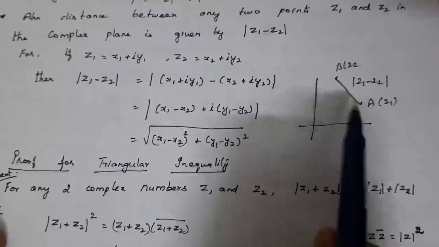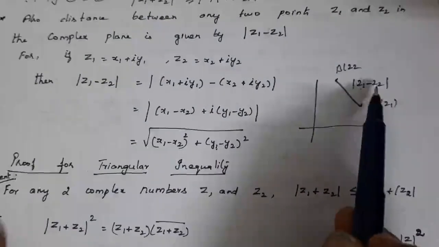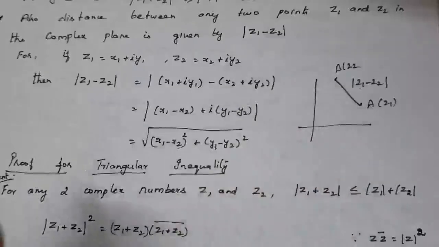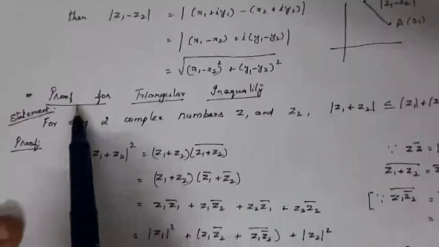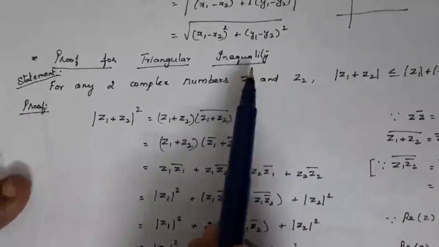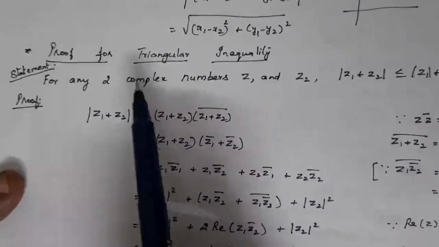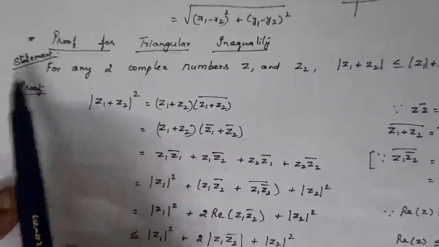This is the distance between A and B, given by modulus of Z1 minus Z2. Now, let us see the proof of the triangular inequality. This is a very important question. This will be often asked. Now, what is the statement?